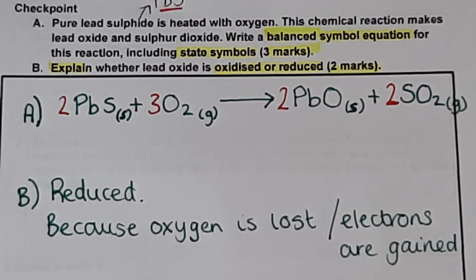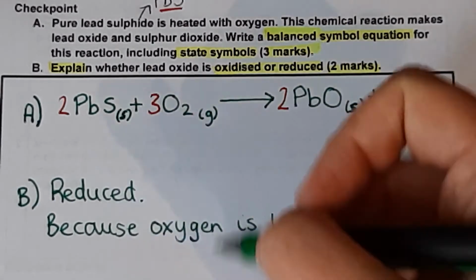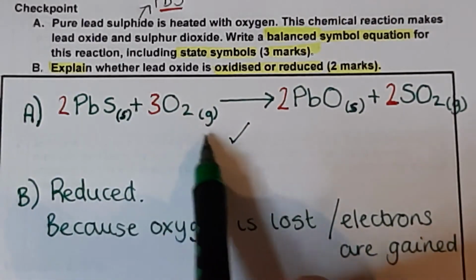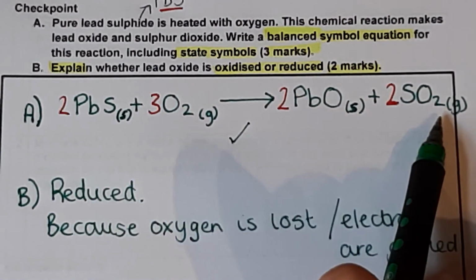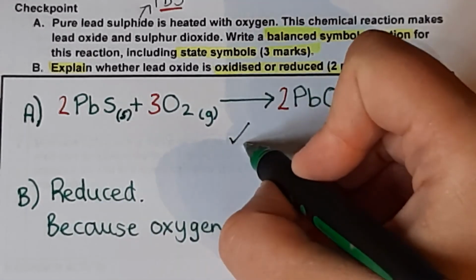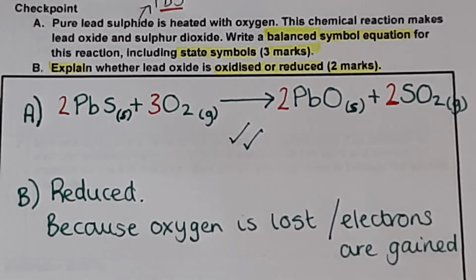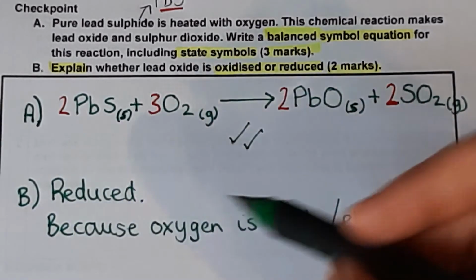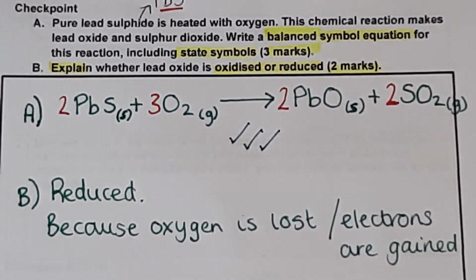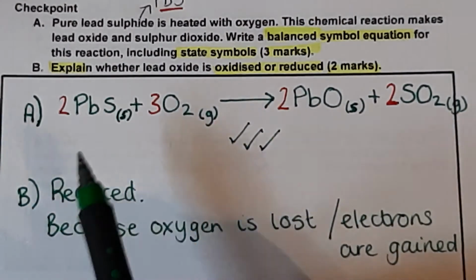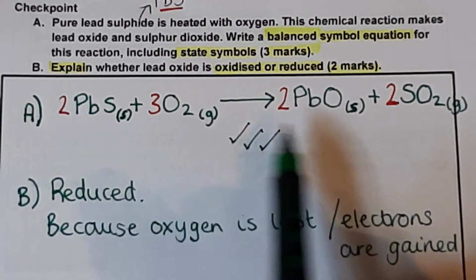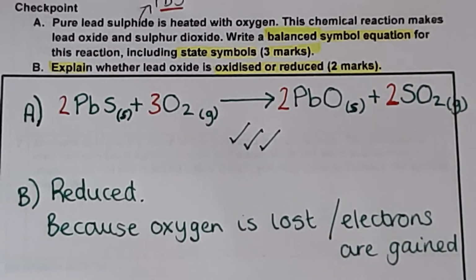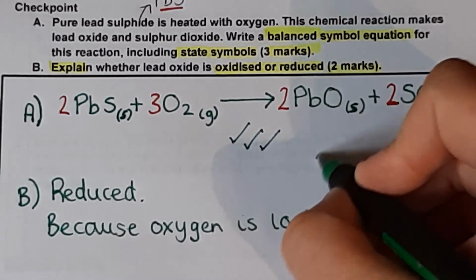So you can have 1 mark for the equation with the symbols. So if you've written PbS, O2, PbO, and SO2 correctly, you can have a mark. You can have a second mark for it being balanced, so having written the numbers in red correctly, so 2, 3, 2, and 2. And the third mark is for writing S for solid, G for gas, S for solid, and G for gas for the correct compounds. So 3 marks there.